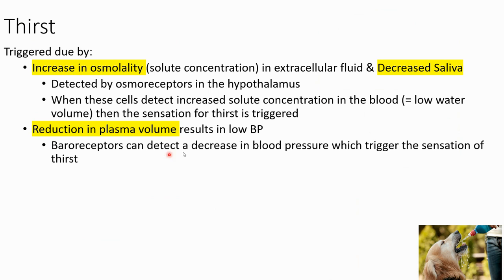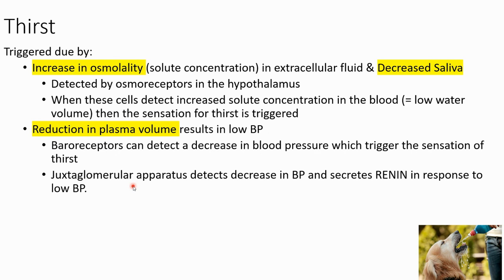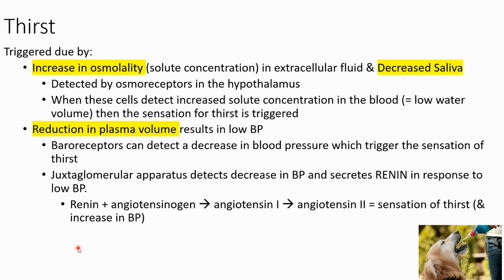Those baroreceptors are detecting low blood pressure. So they're not detecting plasma volume. They're kind of backwards doing this, right? Your decrease in plasma volume results in low BP, and that's what's picked up by those baroreceptors, which trigger the sensation of thirst. And the juxtaglomerular apparatus detects that decrease in blood pressure as well, which causes renin to be secreted in response to that low blood pressure.